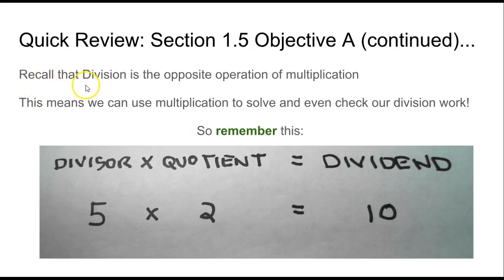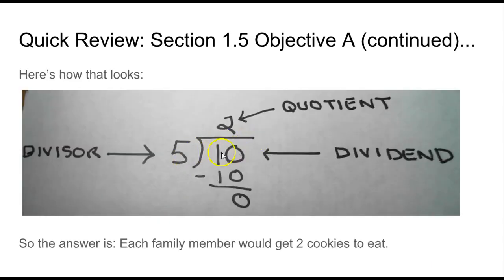Also, recall that division is the opposite operation of multiplication. Just like subtraction is the opposite of addition, we know that division is the opposite of multiplication. So this means that we can use multiplication to solve and even check our division work. Remember this: here we have 10 divided by 5 equals 2. But we can also use multiplication to check our division and make sure that we're right.